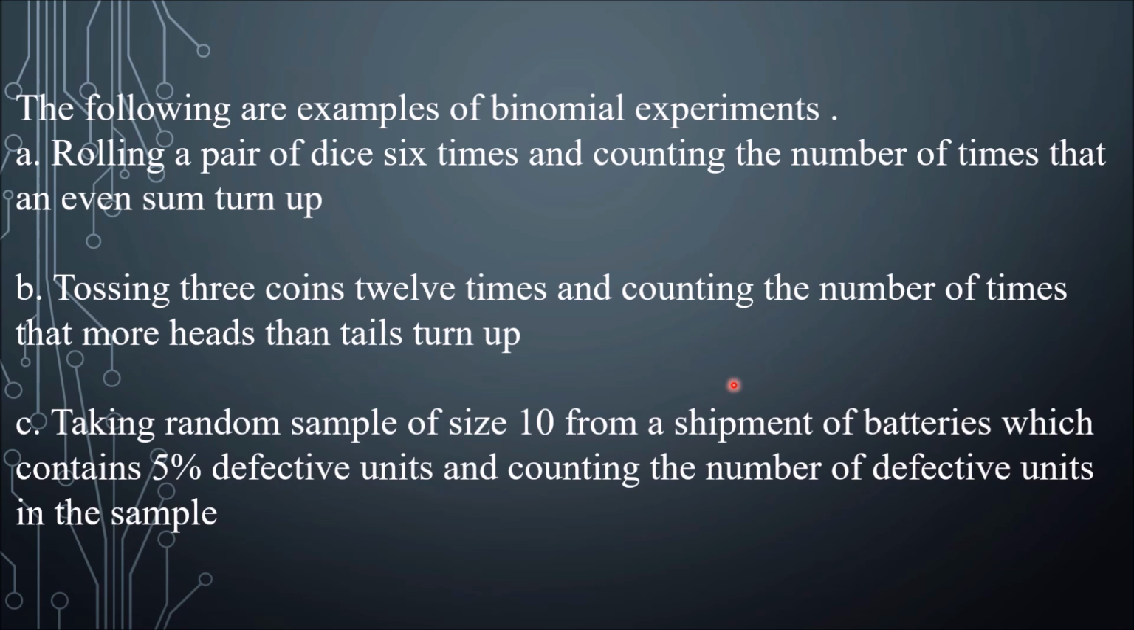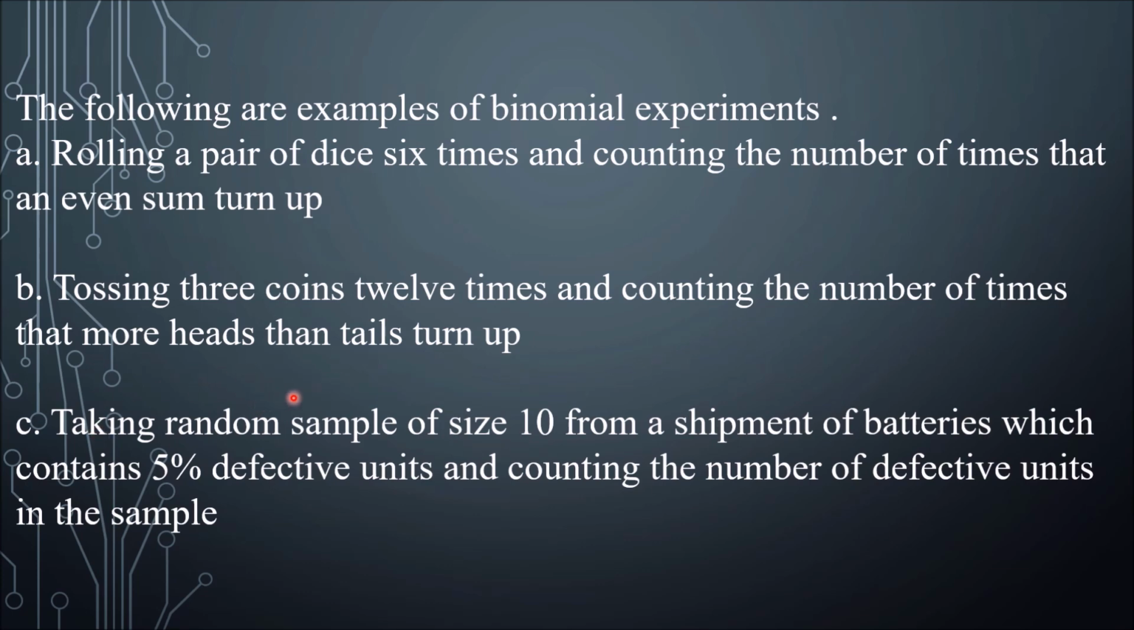The following are examples of binomial experiments. Rolling a pair of dice 6 times, so n is 6 here, and counting the number of times that an even sum turns up. If it is even, it's a success. If it is not, it's a failure. Tossing 3 coins 12 times, so n here is 12, and counting the number of times that more heads than tails turn up.